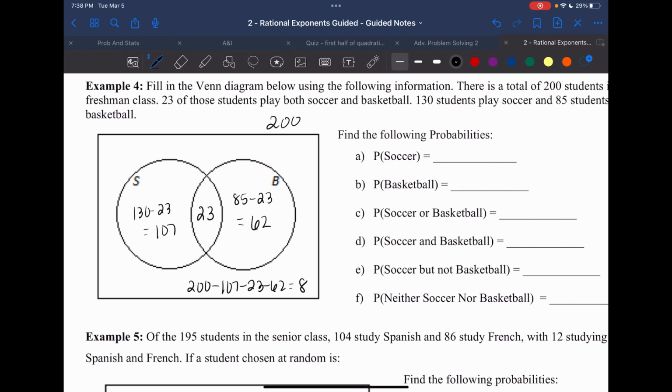So let's now find the probabilities of all of the different things. The probability that a student plays soccer is going to be 130 out of 200, which reduces to 13 out of 20.